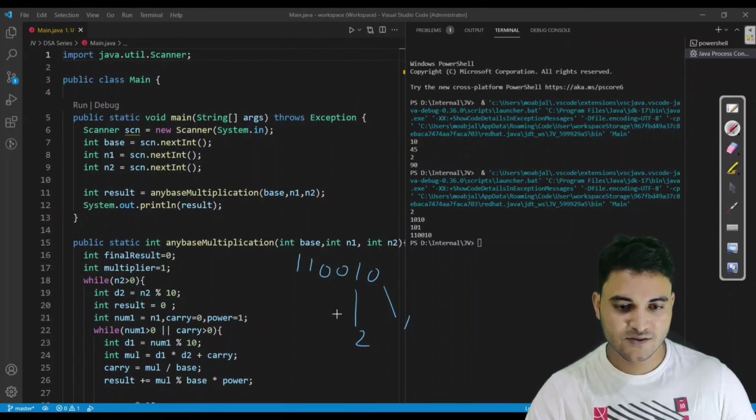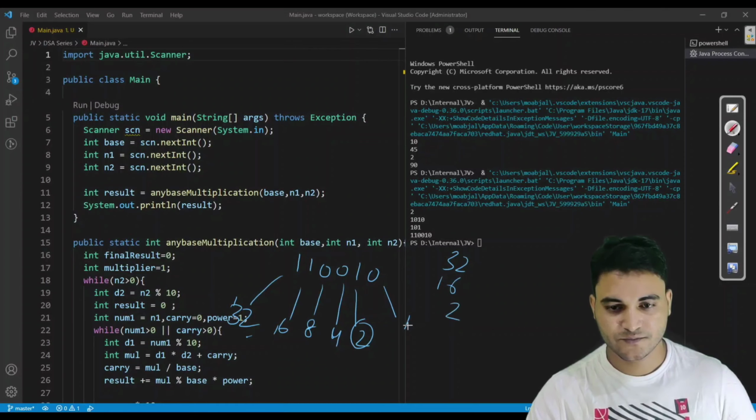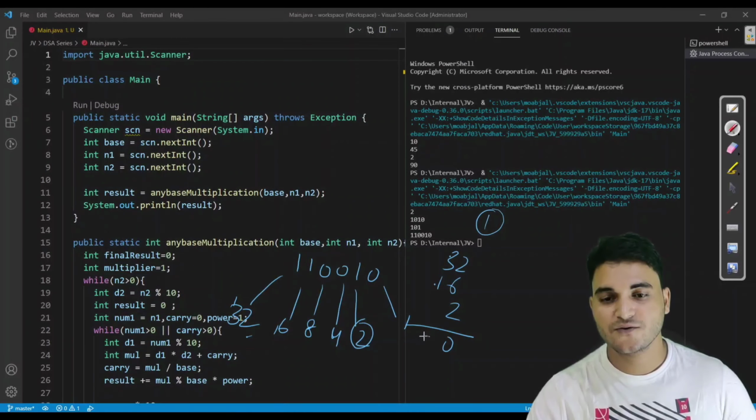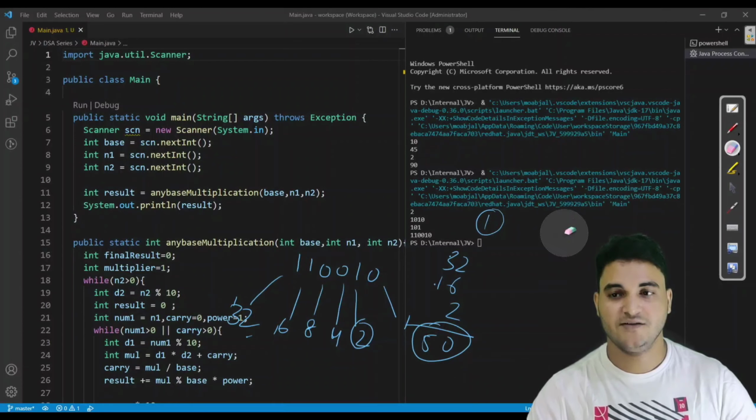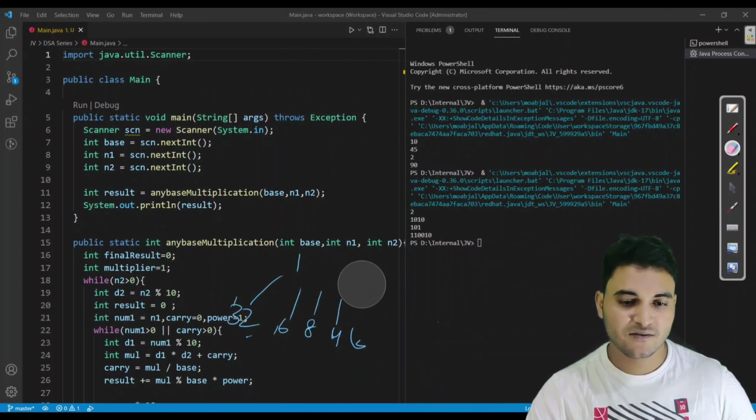To convert any binary number into decimal, I have shown you a trick also. This is 1, this is 2, 4, 8, 16, 32. So where are the ones? 32, 16 and 2. Let us add all these. 6 plus 4 is 0, 10, 1 is carry, 3 plus 1 is 4, 4 plus 1 is 5. So we are getting 50. That means we are getting our result perfectly.